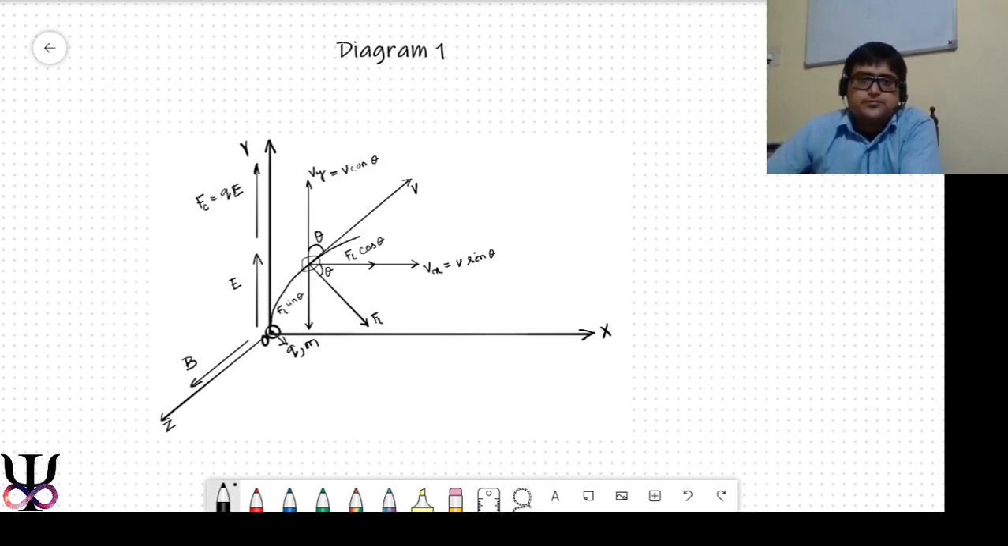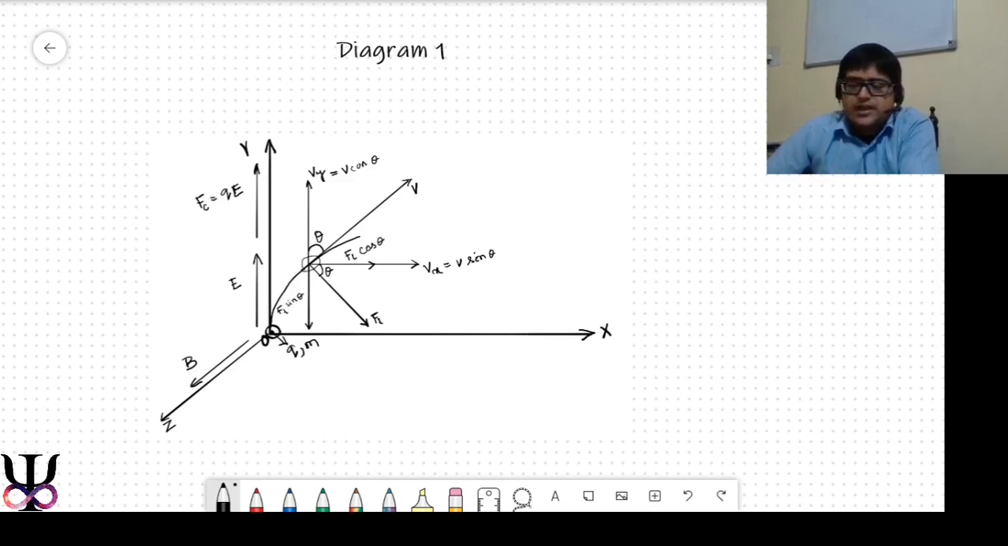So we have to understand that at the point where there is the velocity as shown in this figure, FL will be perpendicular to the velocity vector v. Now, since v makes an angle theta with the y-axis, FL will make the same angle theta with the x-axis. That means the x component of FL, FLx, is FL cos theta, and the y component of FL is FL sin theta.